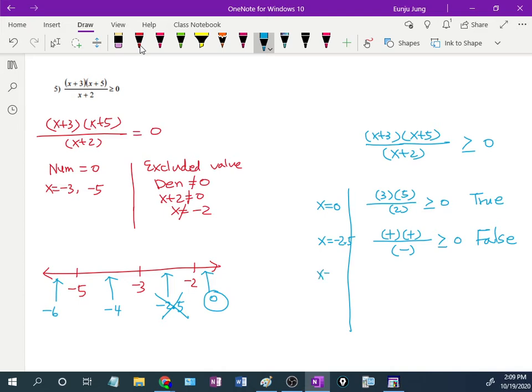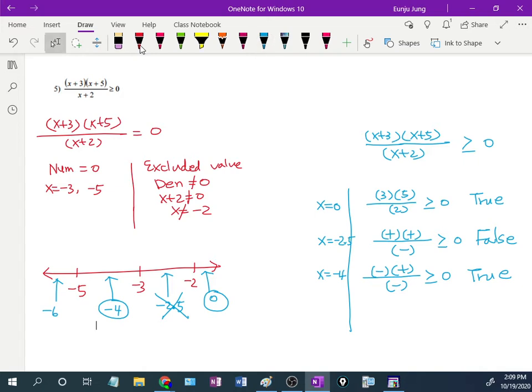Next, let's plug in -4. By plugging in -4, the first factor will be negative, the second one positive, and the denominator negative. Two negatives make a positive, so this will be true. So I will take this region.